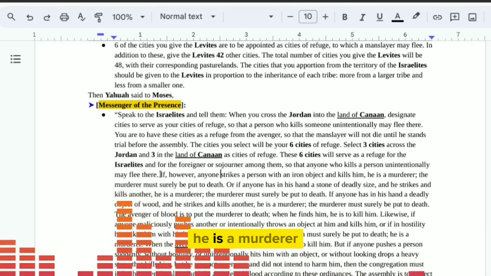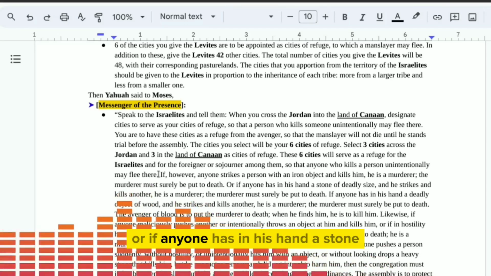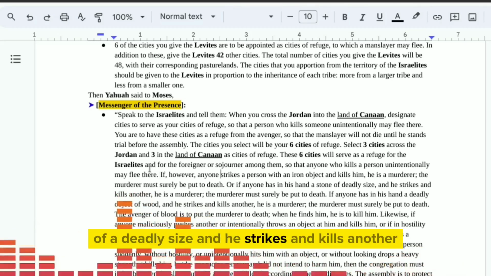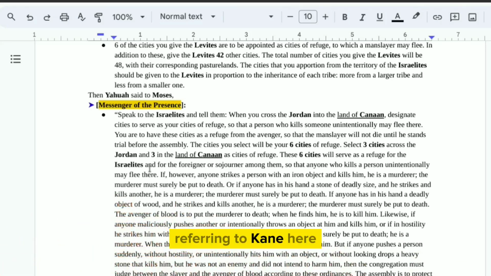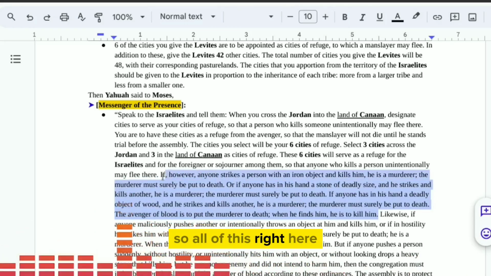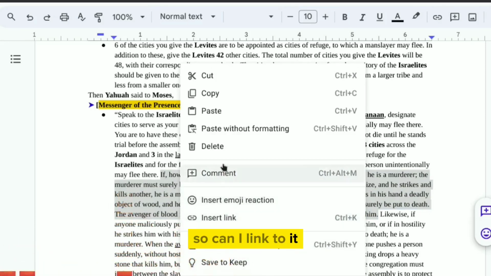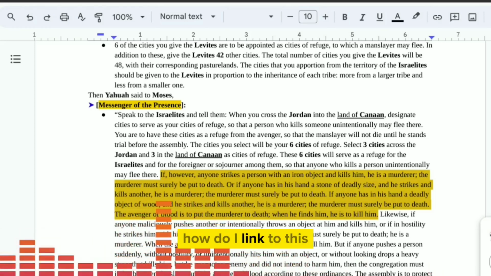And kills him, he is a murderer. The murderer must surely be put to death. Or if anyone has in his hand a stone of a deadly size and he strikes and kills another, he is a murderer, referring to Cain here. Or this is applicable to Cain, all of this right here. So can I link to it? Avenger of Blood, how do I link to this?